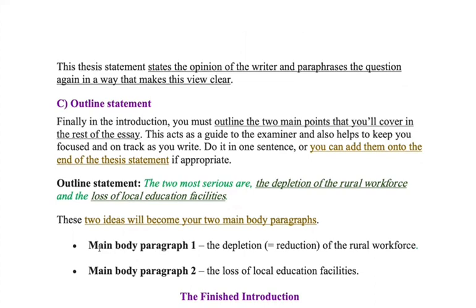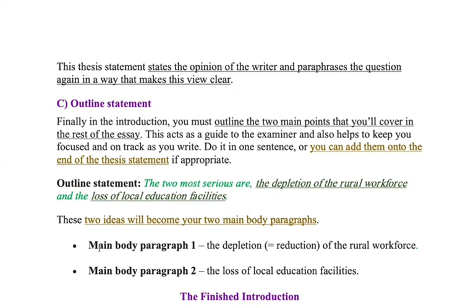So, the outline statement. Finally, in the introduction, you must outline the 2 main points that you will cover in the rest of the essay. This acts as a guide to the examiner and also helps you to keep focused and on track as you write. Do it in 1 sentence, or you can add them onto the end of the thesis statement if appropriate. If I were you, I would write the thesis and outline statements together in 1 or 2 sentences.